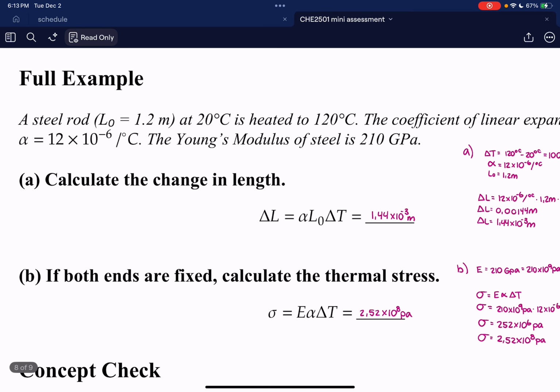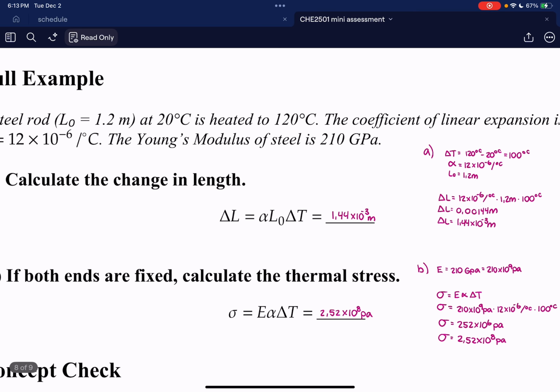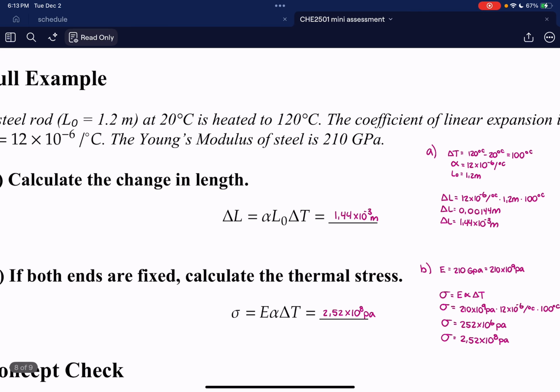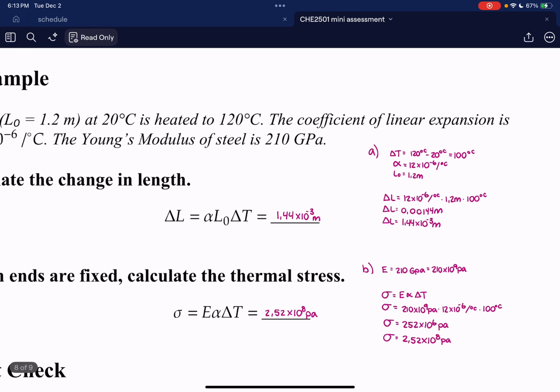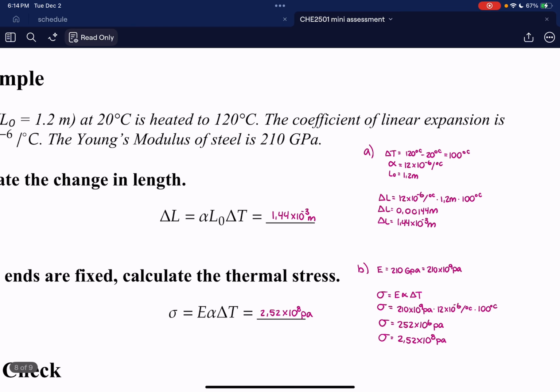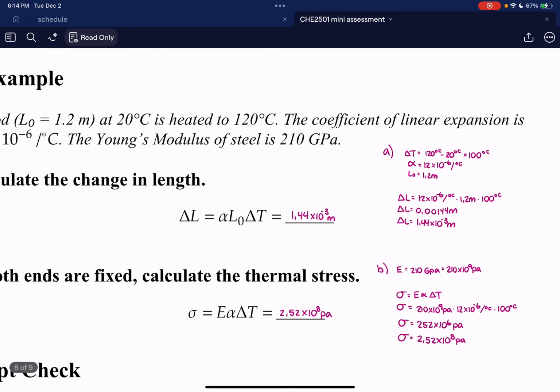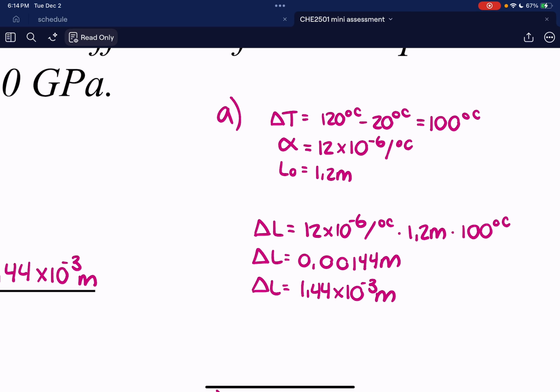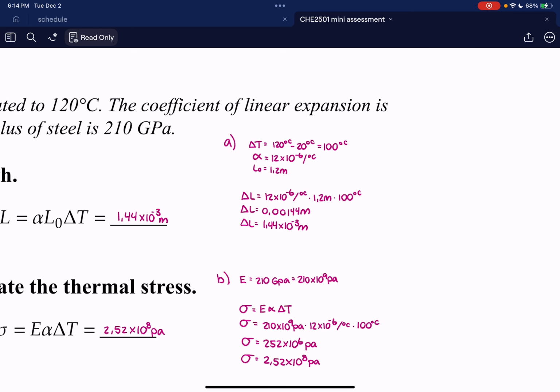We can write down everything we're given that we'll need for this. We'll need the initial length, 1.2. We will need the coefficient of linear expansion, 12 times 10 to the minus 6. And we will also need delta T, which is 120 minus 20, giving us 100. You can plug that into our formula, and you will get 1.44 times 10 to the minus 3 meters.